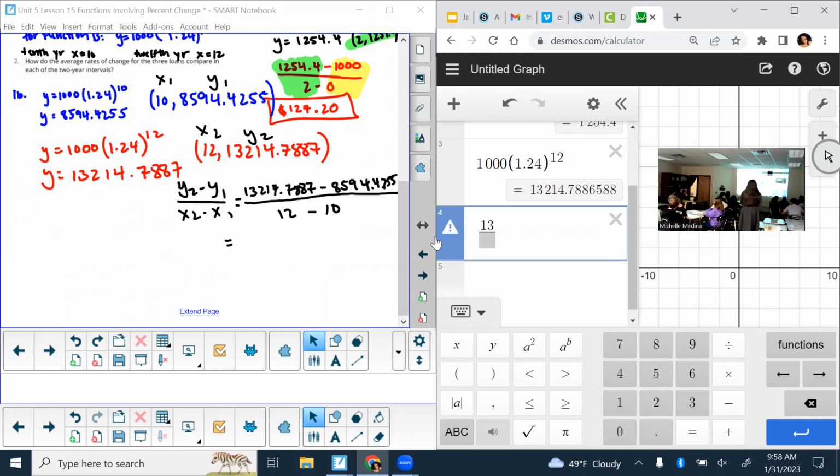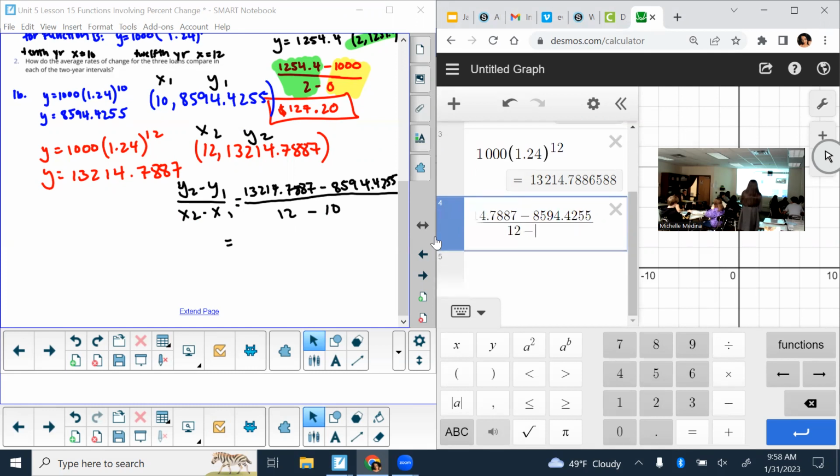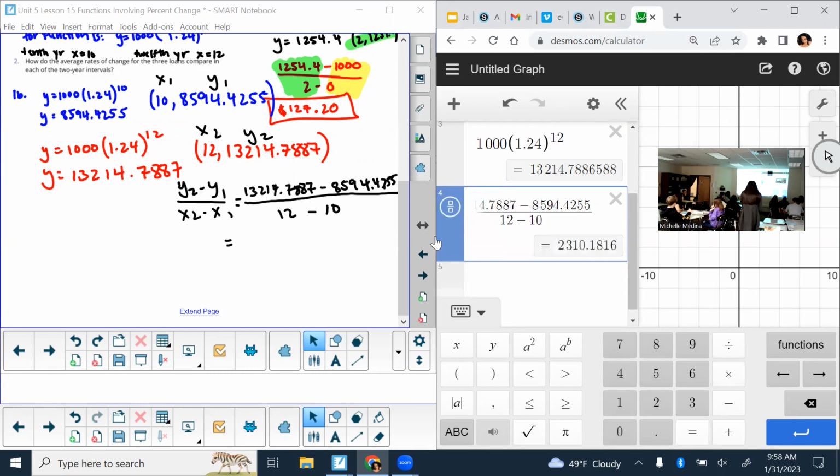But this is really it. I don't think this is hard. I think it's just knowing how to use a calculator and knowing how to find your coordinates. So sometimes they give you a table, sometimes they give you an equation, and you have to do some calculations. And so this is my average rate of change for function B.